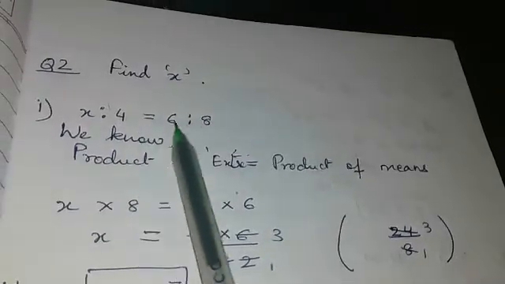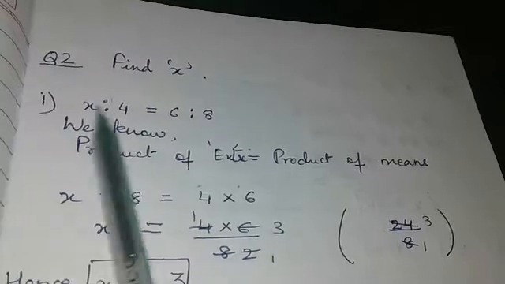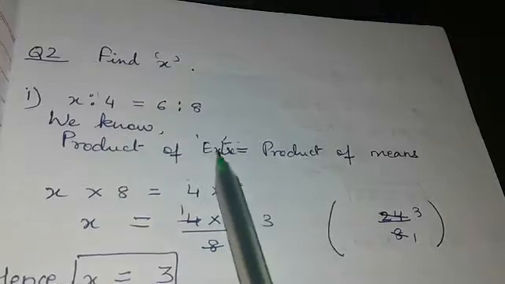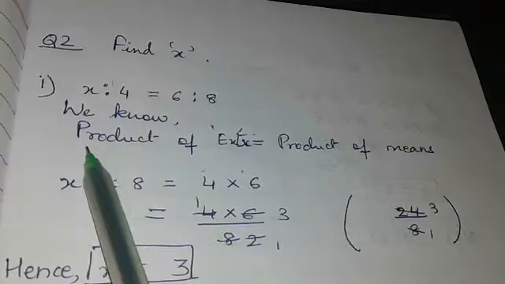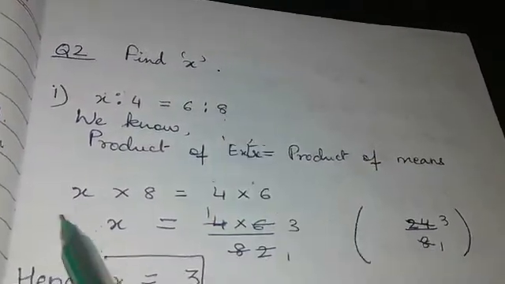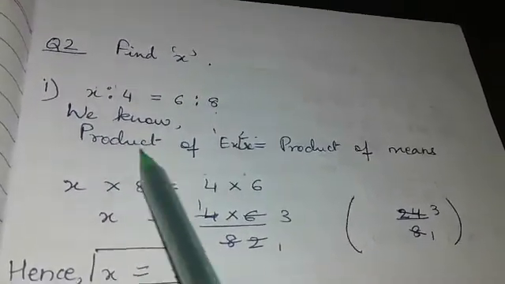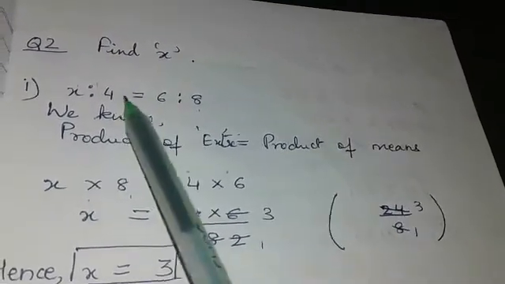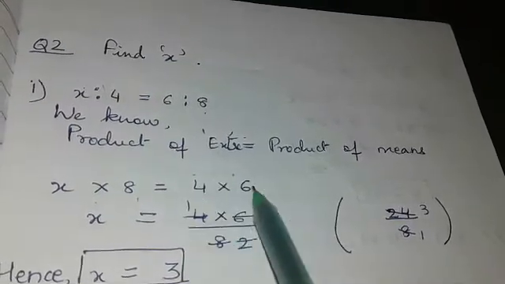So x is to 4 is equal to 6 is to 8. Is equal to is given, which means it is clear that they are equal and they are in proportion. When they are in proportion, we know that the product of extremes is equal to the product of means. So what is the product of extremes? The product of extremes means x multiplied by 8. The first and fourth terms are the extremes. Product means multiplication. And the product of means is 4 and 6. You know now which are the mean terms. So 4 multiplied by 6.